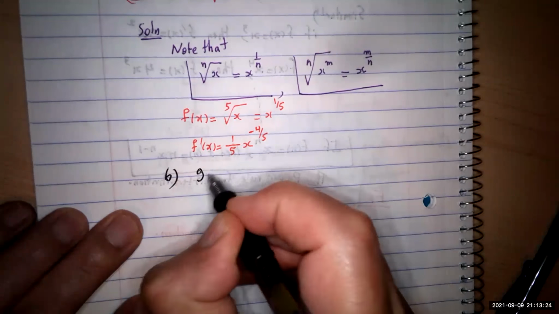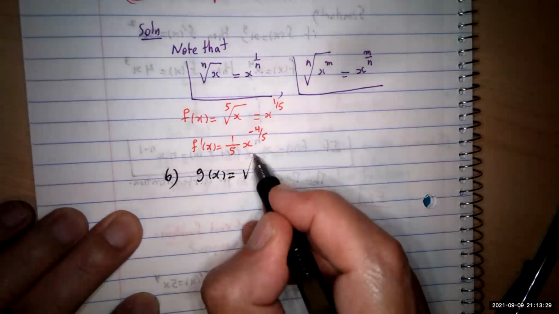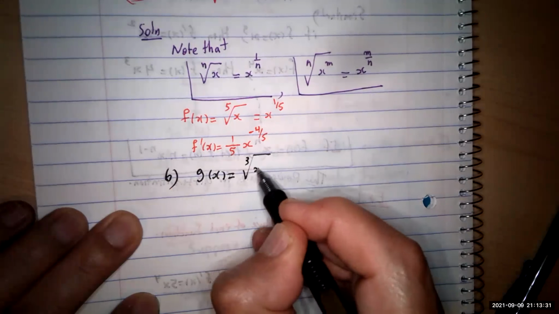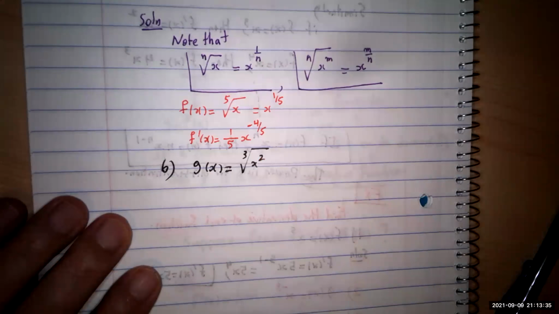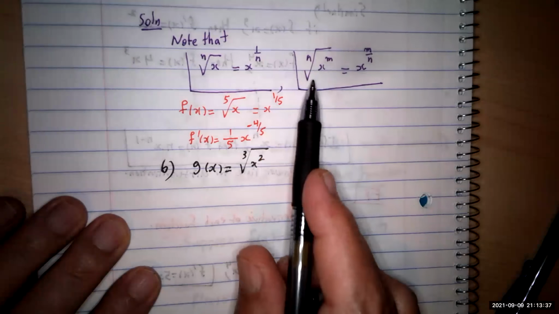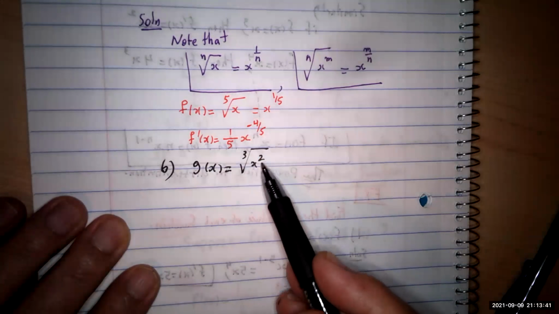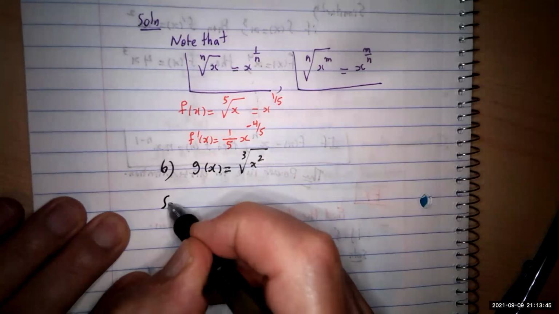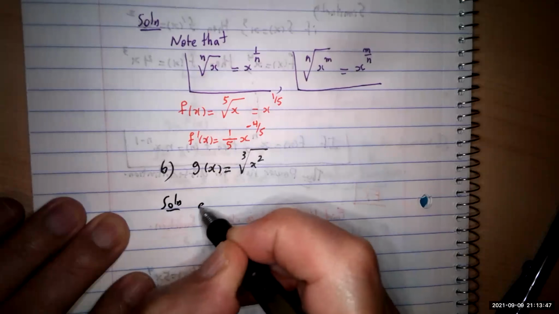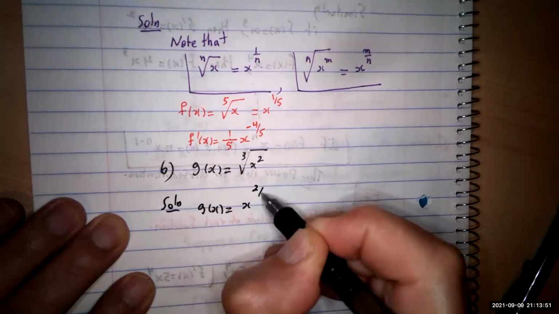How about this one? g of x is equal to the cube root of x squared. You have to rewrite it. You have to use this formula. So it's going to be x to the 2/3. So the solution is going to be, we rewrite it, x to the 2/3.